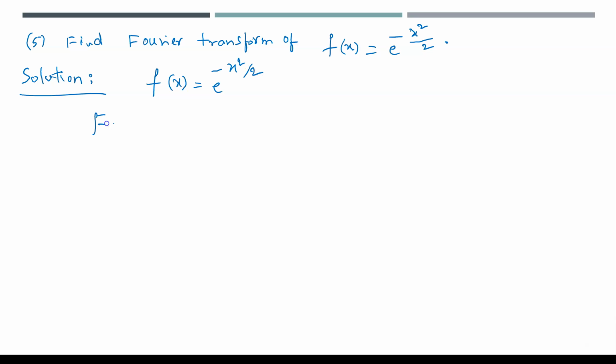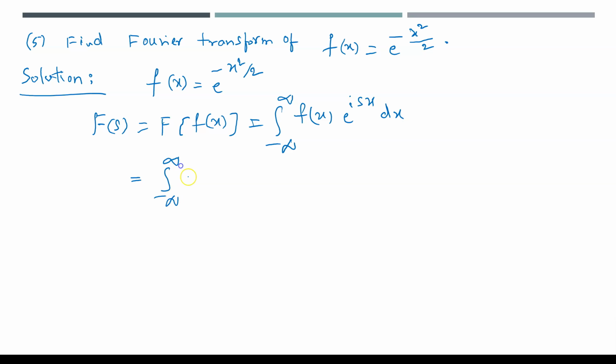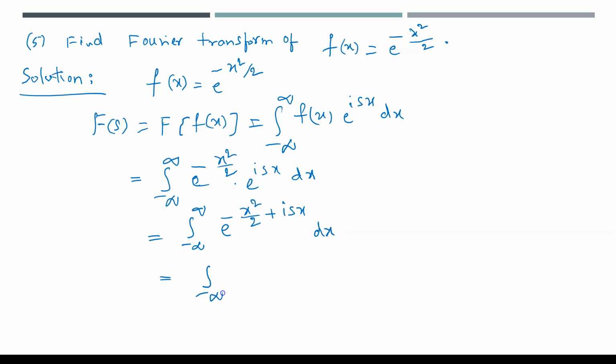The Fourier transform is F(s) equal to F of f(x) equal to integral from minus infinity to infinity f(x) into e^(isx) dx. So which is equal to integral from minus infinity to infinity of e^(-x square by 2) into e^(isx) dx, that is integral from minus infinity to infinity of e^(-x square by 2 plus isx) dx.